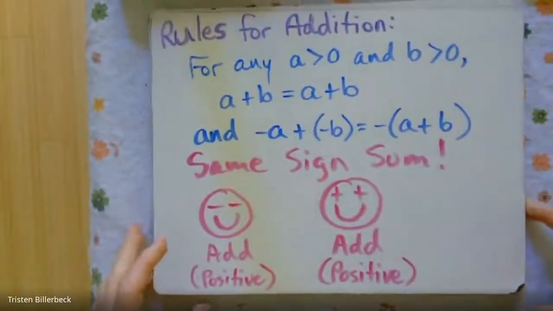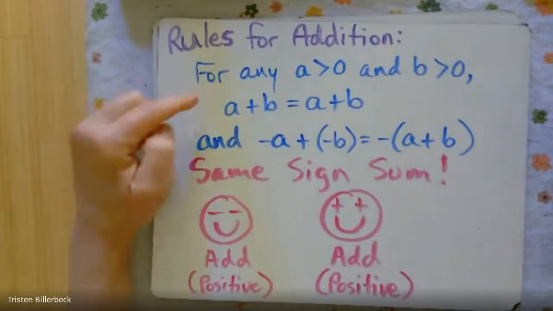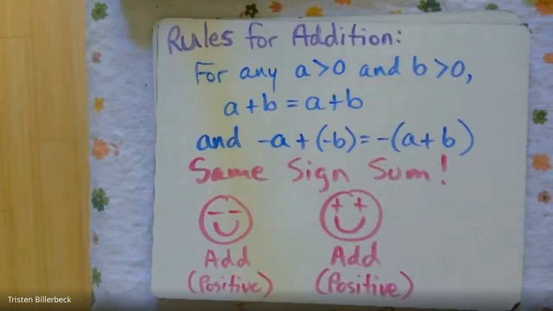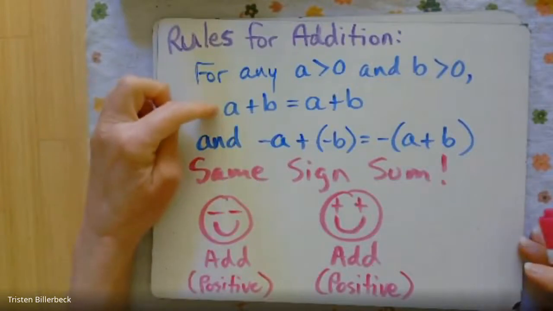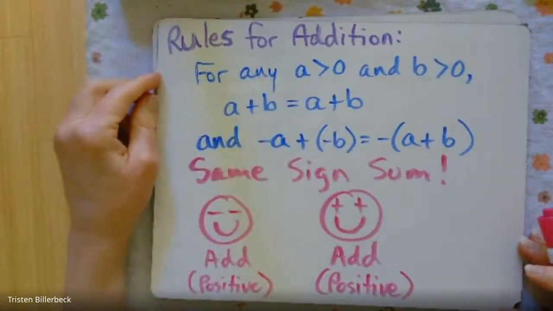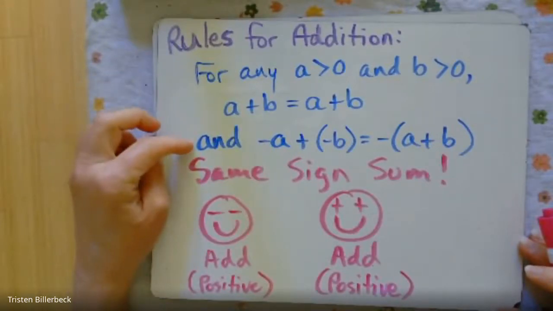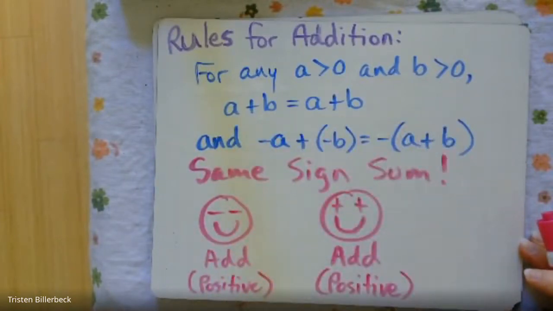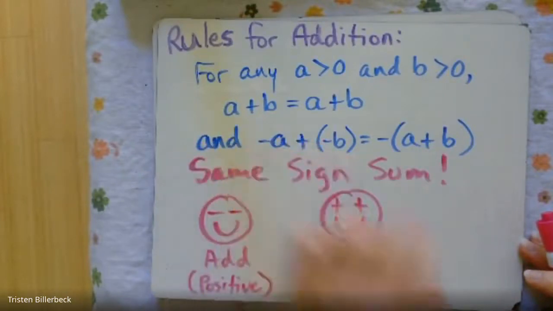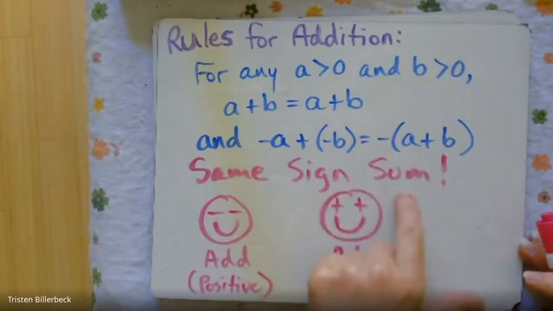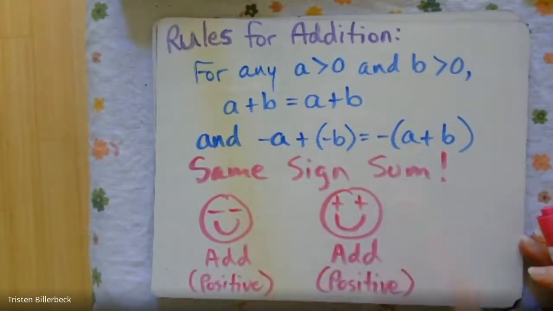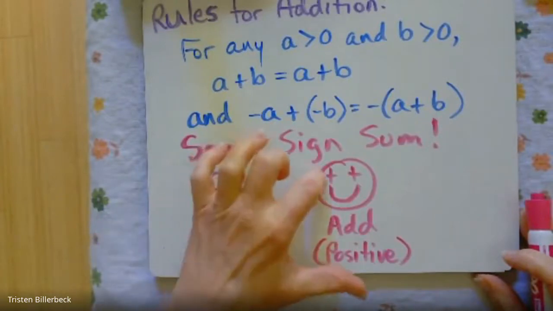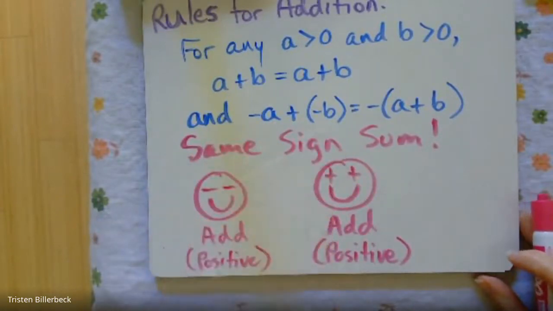Here are some rules for addition in algebraic terms. For any numbers a greater than 0 and b greater than 0, that means they're positive numbers because they're bigger than 0. Then a plus b equals a plus b. That makes sense. But it also means that -a plus -b equals negative, and then a plus b. Wait a second. They have the same sign, and we're still adding them, which is a sum. Same sign, sum. Here's a picture version. Same sign, add, or sum.